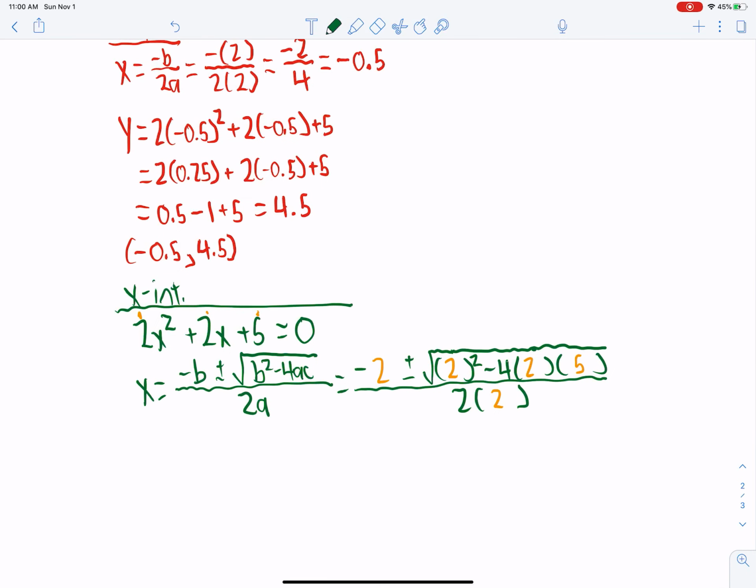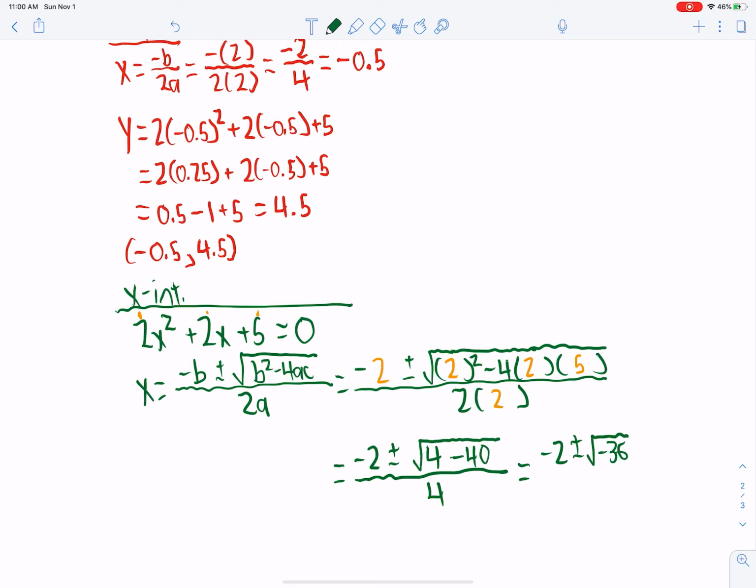So now if we keep going, we would have negative 2 plus or minus, and we do all our squaring and multiplying. 2 squared is 4. Negative 4 times 2 times 5 is minus 40. On the bottom, 2 times 2 is 4. Next, we subtract those numbers under the square root, and we get negative 2 plus or minus the square root of negative 36 over 4. And here we have a problem.